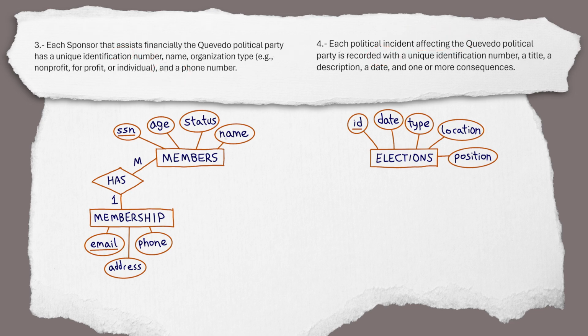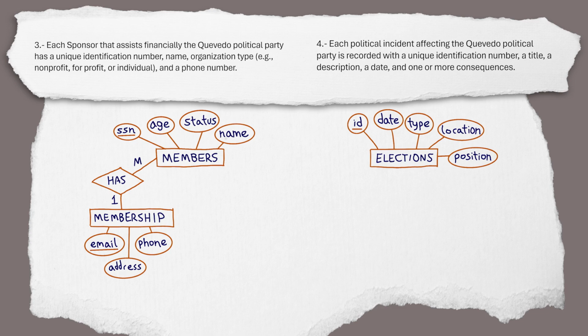Okay, so far we have identified 3 entity sets, which are members, elections, and membership. Remember that the identification came from the description, that they were described by a set of attributes. Now, if we look at the requirements for number 3 and number 4, it says about a sponsor, and it's giving a description of somebody that is going to assist financially the Quevedo political party, and it has a unique identification.